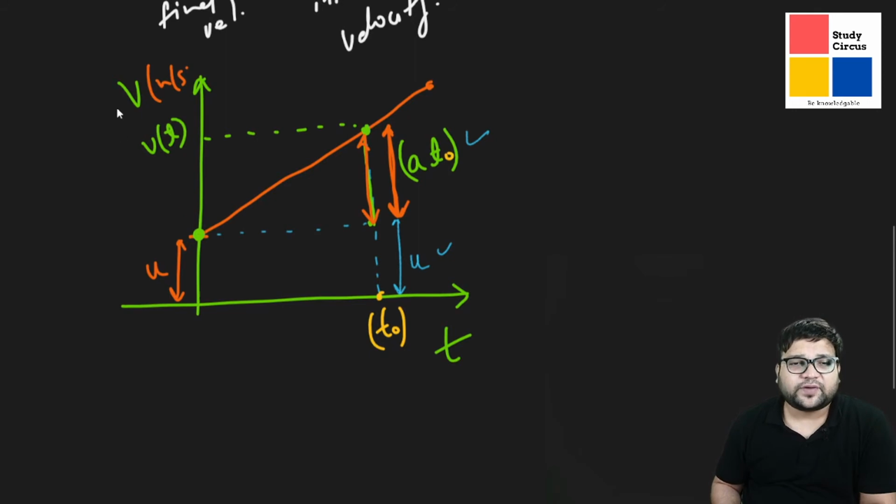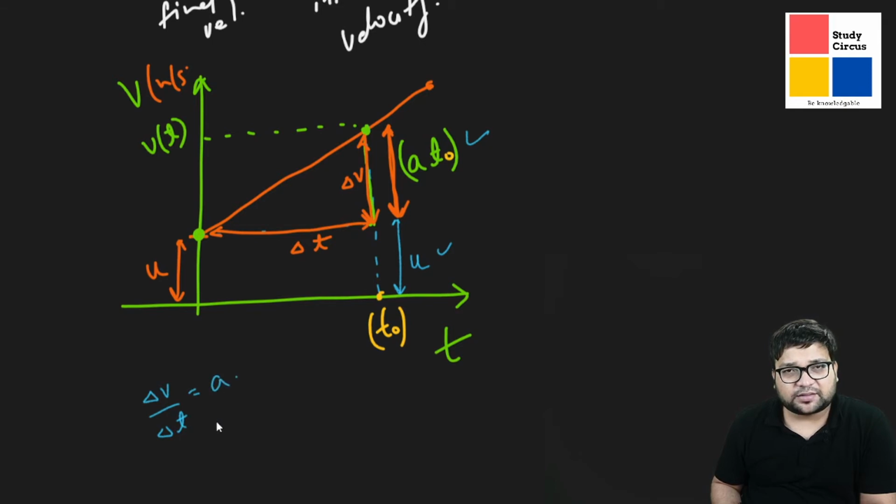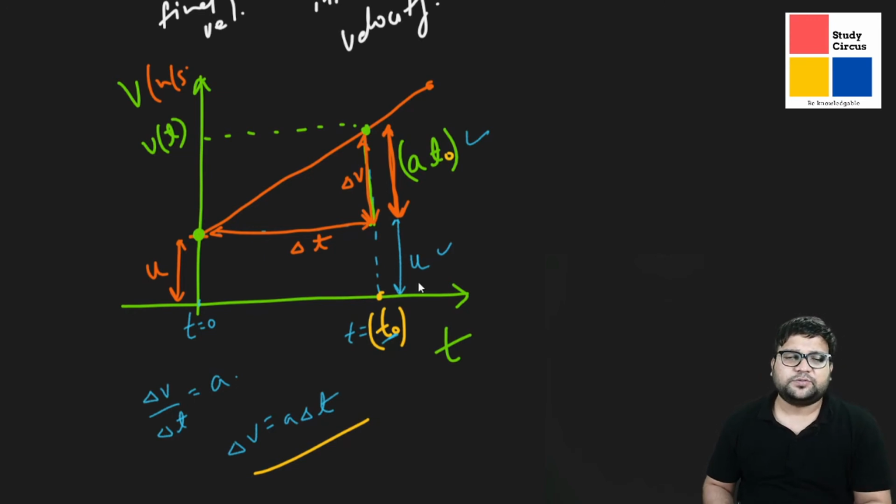What is the definition of acceleration? The change of velocity. So this is delta v. This is the time interval that has elapsed from the beginning. So delta v upon delta t is what acceleration is. So what is delta v? A times delta t. Delta t here is t naught minus 0. Initially the time is 0, here t is equal to t naught. So the time interval is delta t. So a into delta t is the change in the velocity or the speed, plus u.